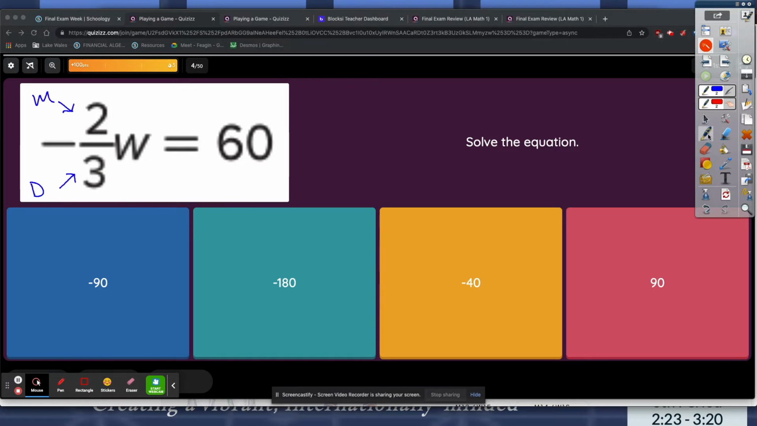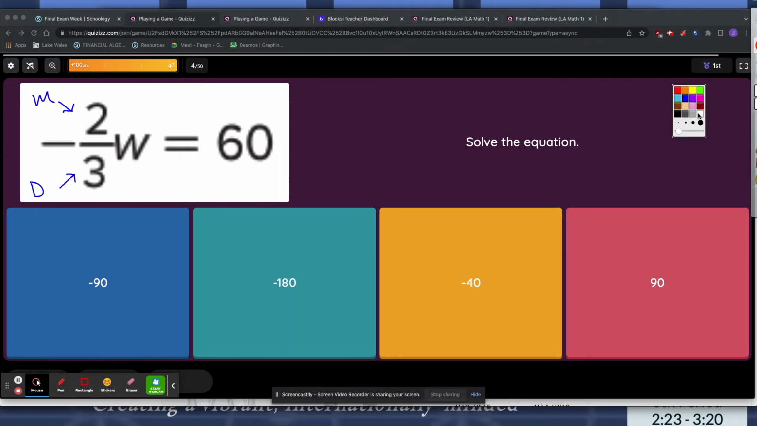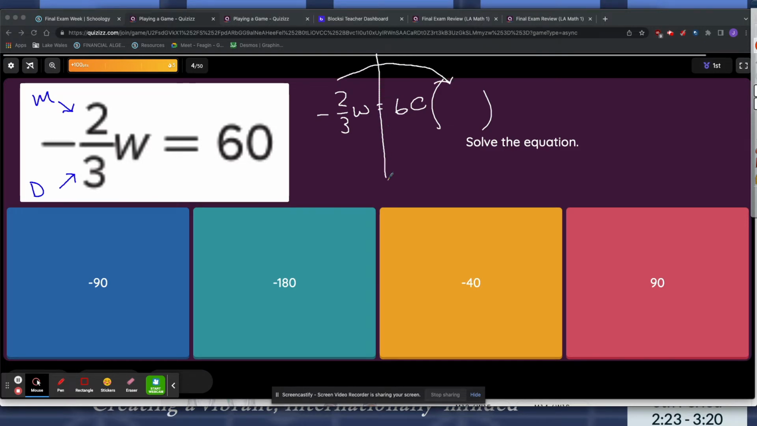So in order to make this a one step, we can go ahead and do negative 2 over 3 times w equals 60. We can take this fraction and move it to the other side, but make it the complete opposite. Keep your negative sign in there. We're going to put the 3 up top and the 2 on the bottom. That's how you get rid of this.